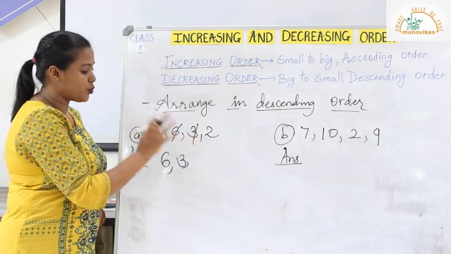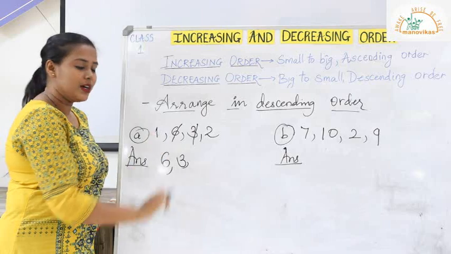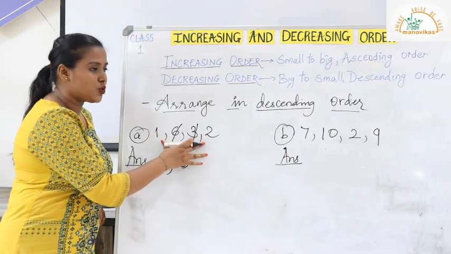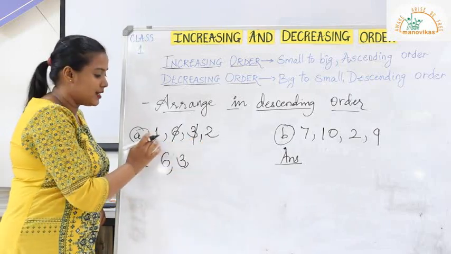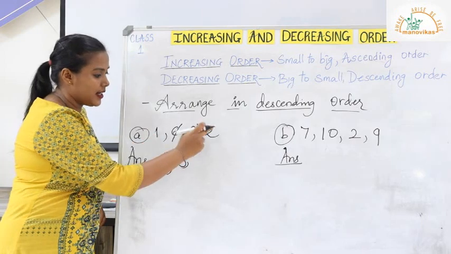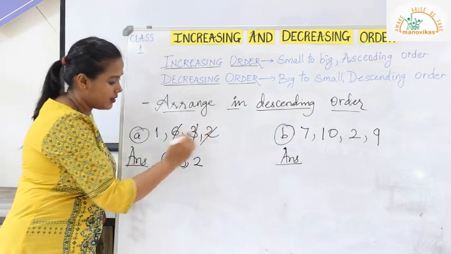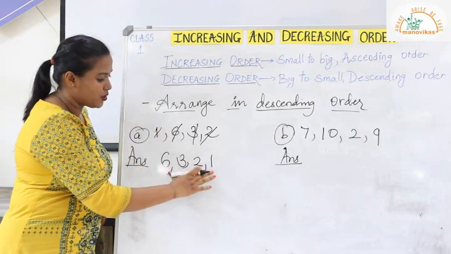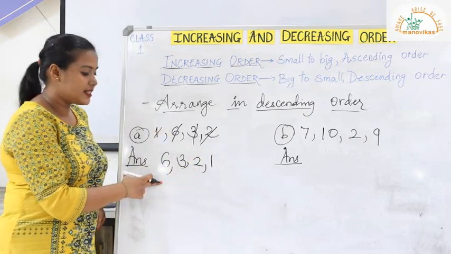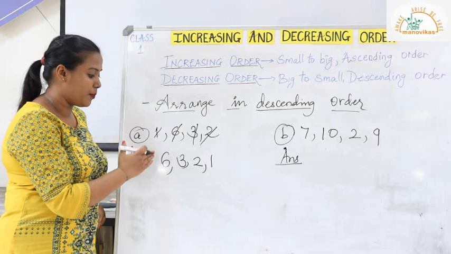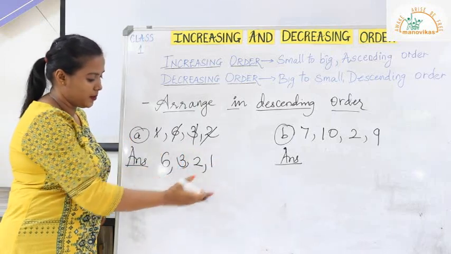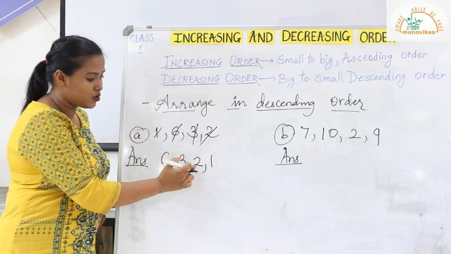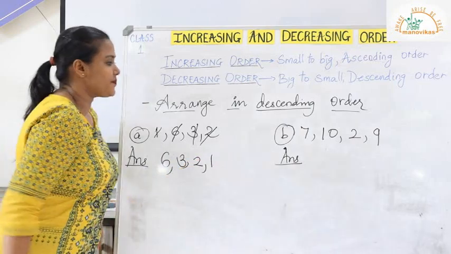We are left with two numbers, number 2 and number 1. So among these two numbers, which is the smallest number? It is number 1. So we will write it last. We write number 2 and the number which we are left with is 1. So here we have arranged the numbers in descending order. That is, we have moved from a bigger number to a smaller number. 6, 3, 2 and 1.